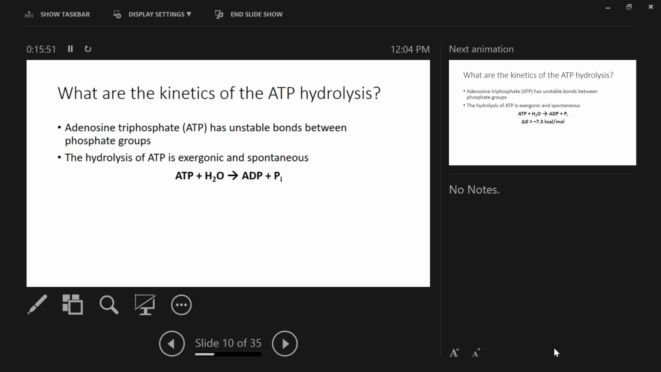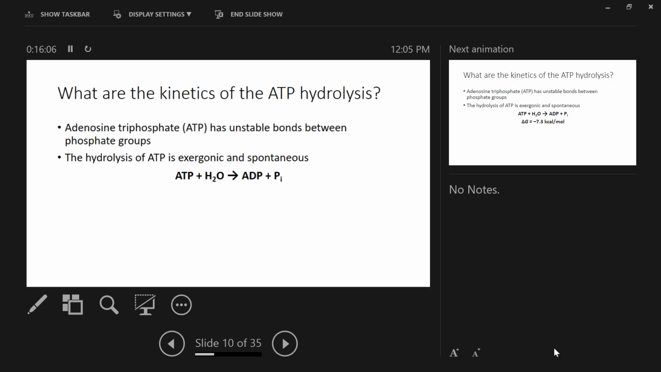Because we're cutting with water, right? When water is a product in the reverse reaction. And what reaction is the reverse of a hydrolysis reaction? A condensation or dehydration reaction. Good. So here's ATP and water to produce ADP and inorganic phosphate.